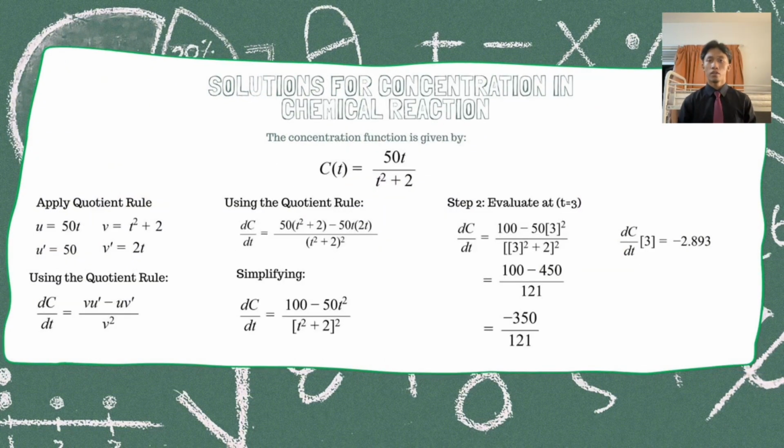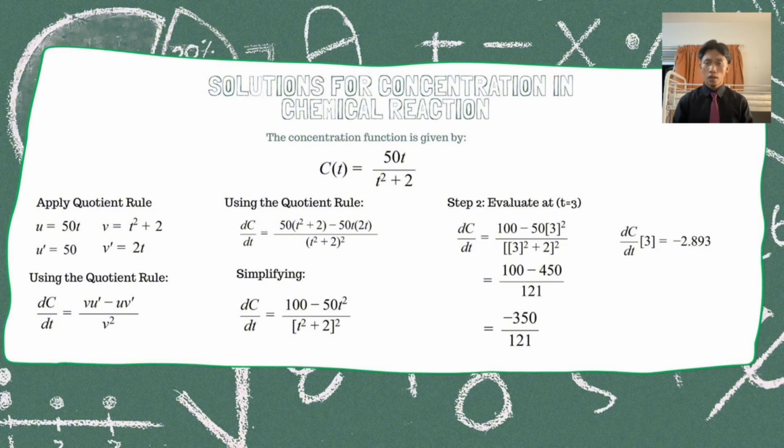I will explain the solution for the concentration in the chemical reaction. The concentration function is given as C(t) equal to 15t over t squared plus 2. Since this function is in the form of a fraction, we use the quotient rule. We let u equal to 15t and v equal to t squared plus 2. The derivatives are u prime equal to 15 and v prime equal to 2t.